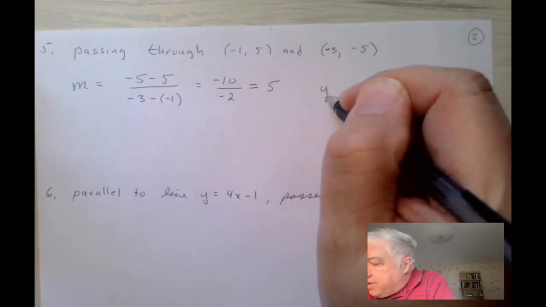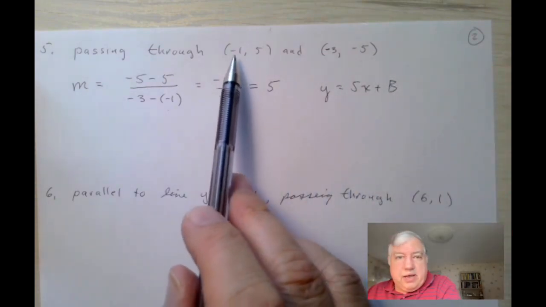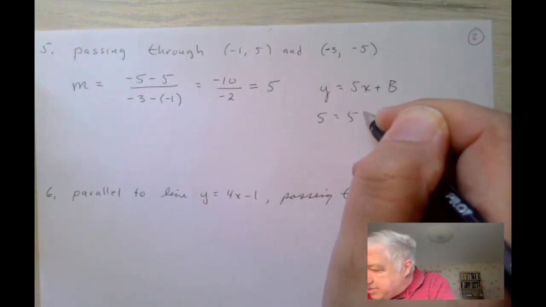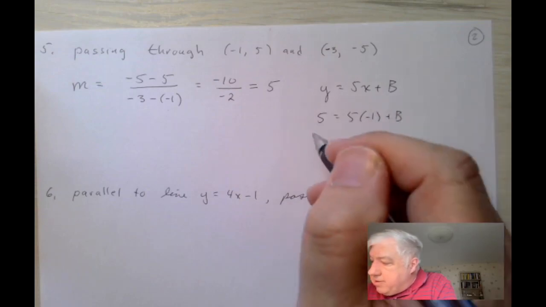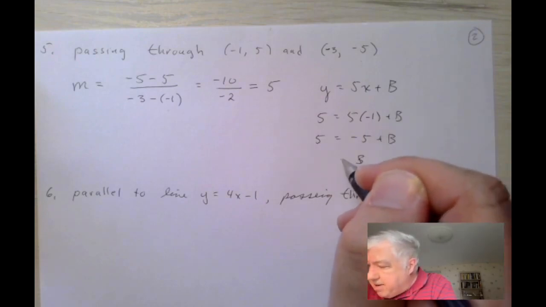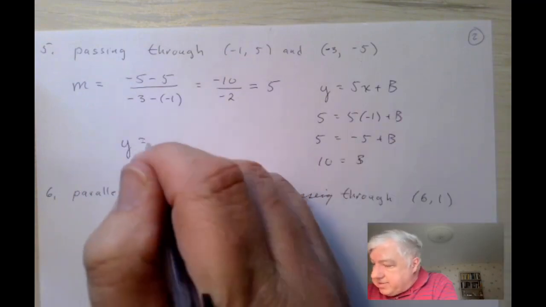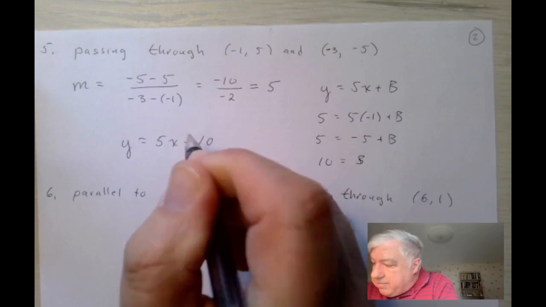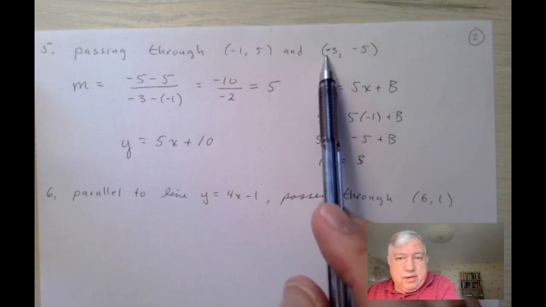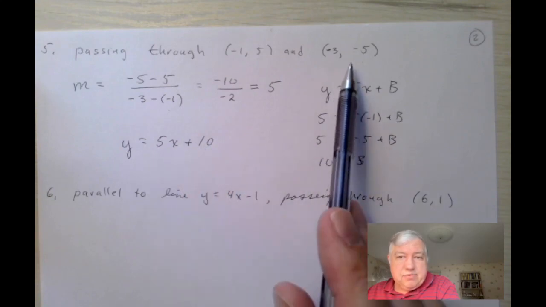And so our line is going to be y equals 5x plus b. And once again, we'll take the first point here. y is 5, and x is negative 1. So 5 equals negative 5 plus b. You can add 5 to both sides, and you get that b is equal to 10. So it looks like y equals 5x plus 10 is our answer. We can check this. If we plug in -3 here, we get -15. -15 plus 10 is -5, which is great. So this works.